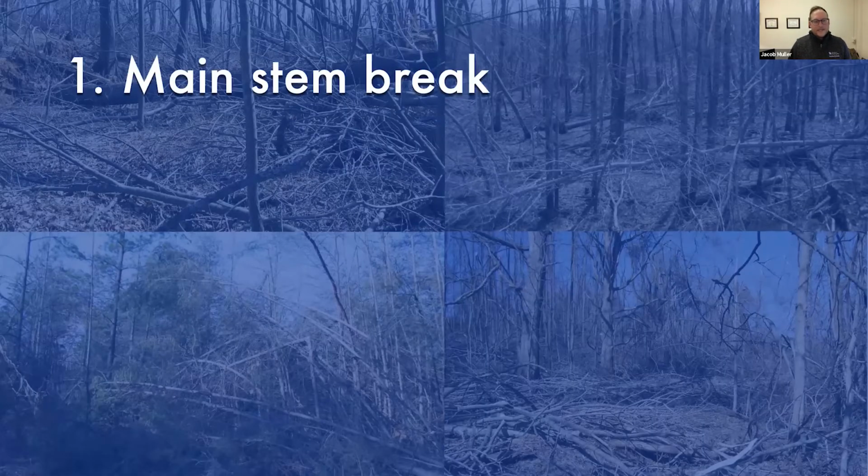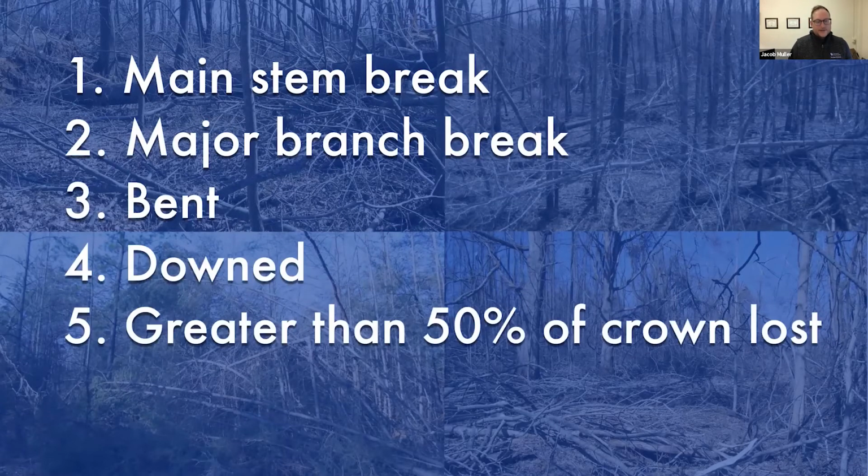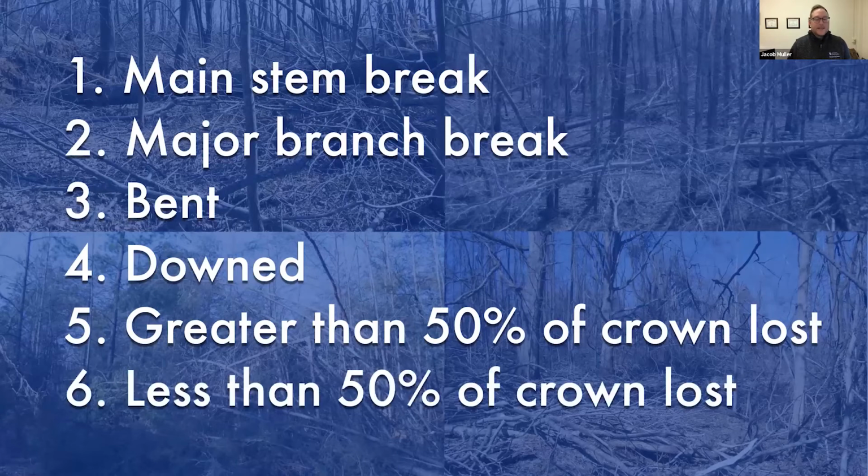Right, and so we have a main stem break, a major branch break, the bent trees, the down trees, trees that have greater than 50% crown loss, and those that have less than. And these matter because they help guide us on whether those trees will recover that next growing season and be acceptable and continue to grow and be a positive component to our woodland.